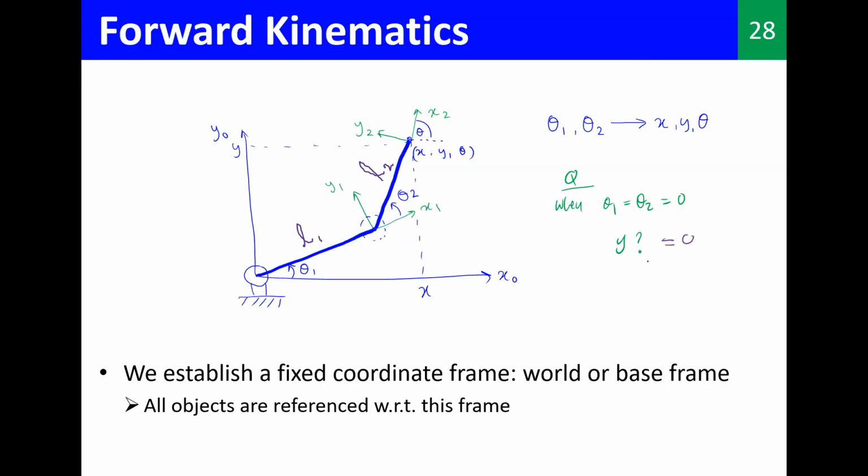And if I ask you what is X, you will say X would be equal to L1 plus L2, right? So we are doing forward kinematics. The input is theta 1 and theta 2, the joint angles I give to the joints, and I am figuring out where my end effector, or let's say it's a screwdriver or a paintbrush or a drill or whatever I have at that end effector, what's the position of that, right? X, Y, and also theta will tell you what's the orientation, because orientation is also important, right?